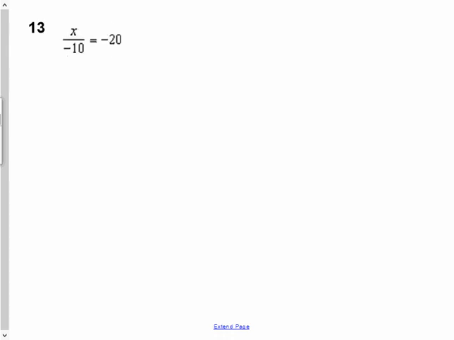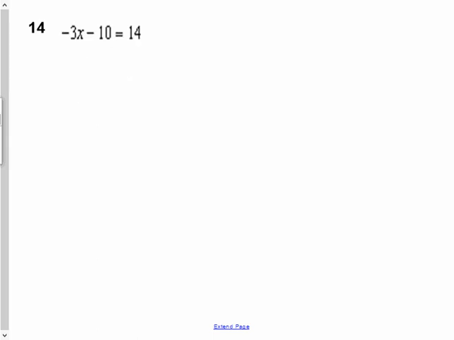The next question, which is not 13, I think it's 15 on your sheet. X divided by negative 10 equals negative 20. So I'm going to get rid of the divided by negative 10 by multiplying both sides by negative 10. And x will equal the product, or the multiplication of 20 and 10, which is 200. And a negative multiplied by a negative is going to be a positive. So x equals positive 200.